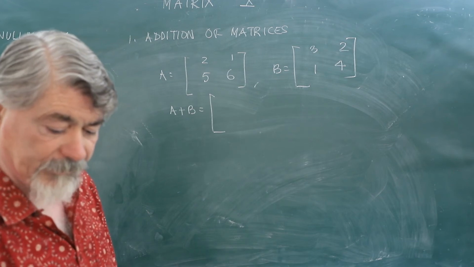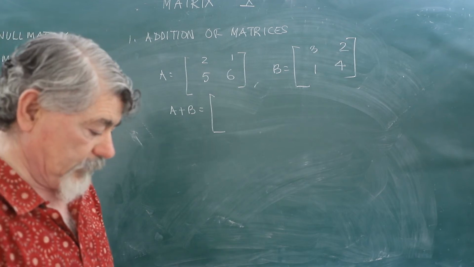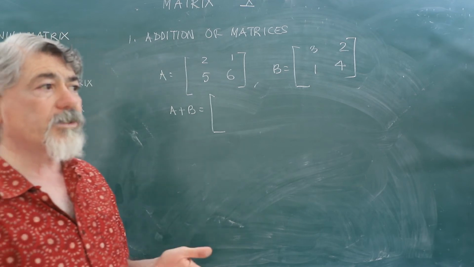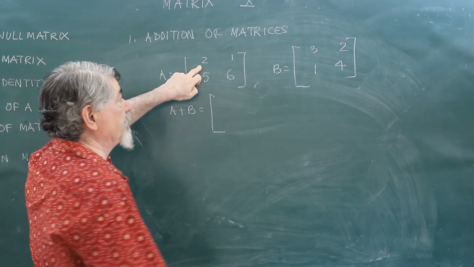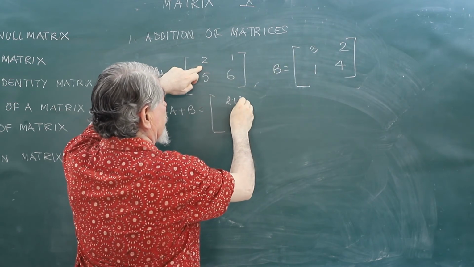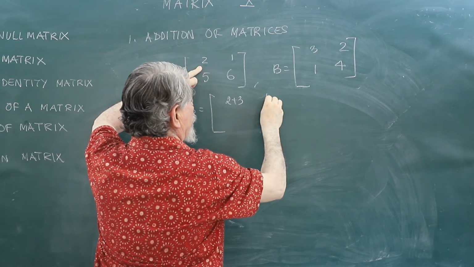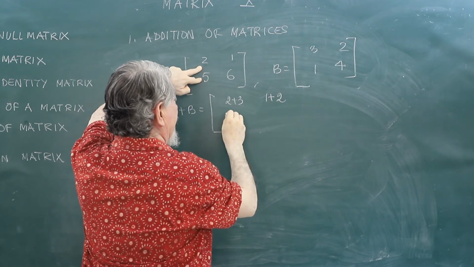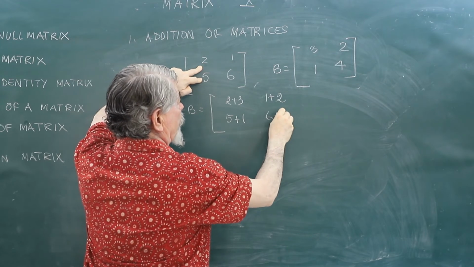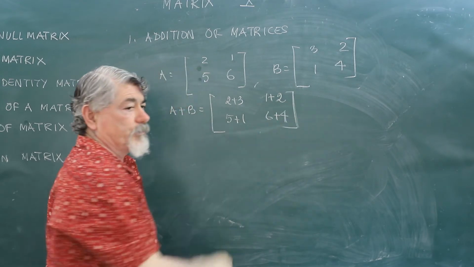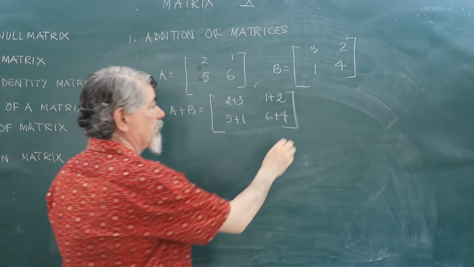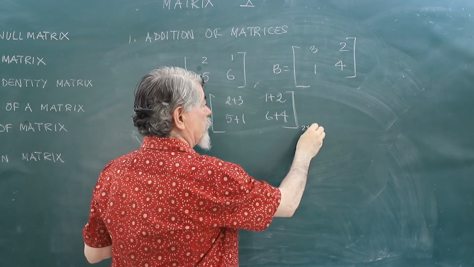Now the next is that while adding we have to add the corresponding element. The first element of this will be added to the first element of this. 2 plus 3, 1 plus 2, 5 plus 1 and 6 plus 4. Just add the corresponding elements. And the resultant matrix will be of the same order, that is 2 into 2.